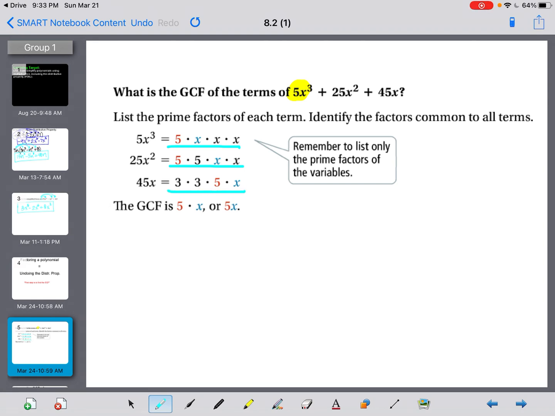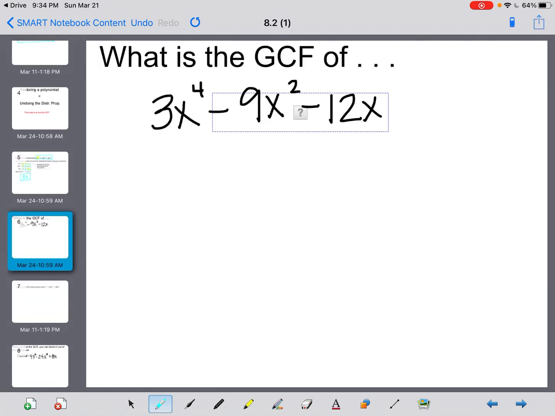Now we have to look for what they all have in common. They all have a 5. They do not all have a 3. But they all have an x. There's nothing else that they have in common. So then our greatest common factor we list as 5x. Okay, that's what we would take out of this polynomial, and then I'll show you the rest after that. Okay, so we're just looking for greatest common factors.